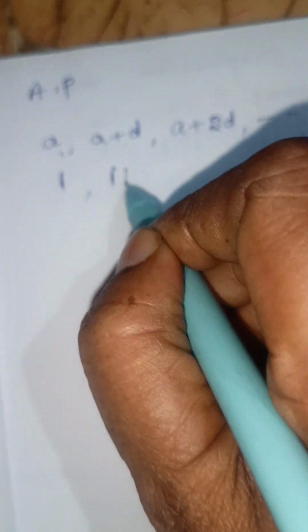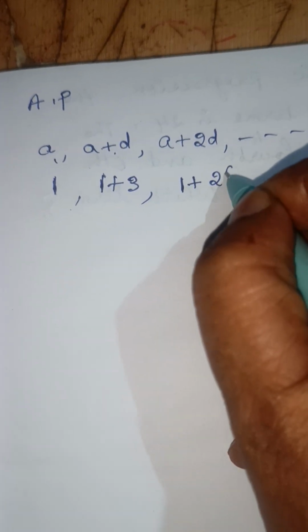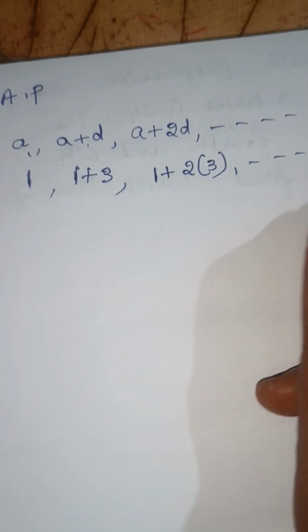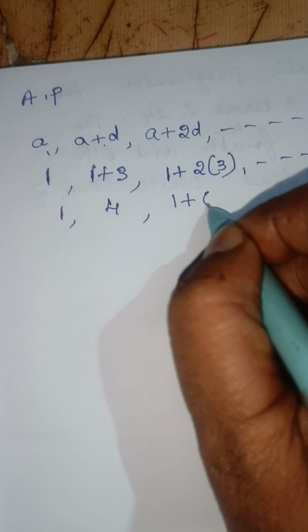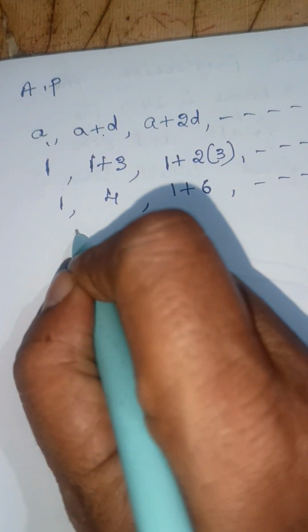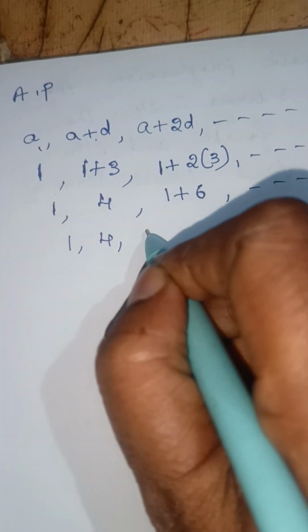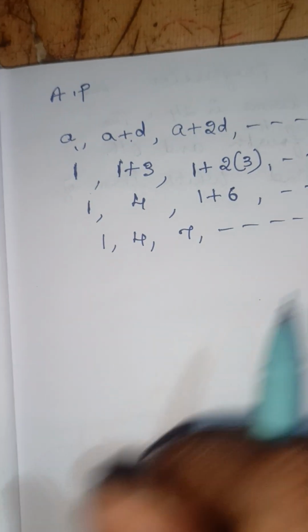So we know the value of A. What's the value of A? 1 comma, 1 plus value of D, we have already found out, it is 3, comma 1 plus 2 of 3, and so on. So 1 comma 4 comma 1 plus 6 comma, and so on. So the AP is 1 comma 4 comma 7 comma, etc.